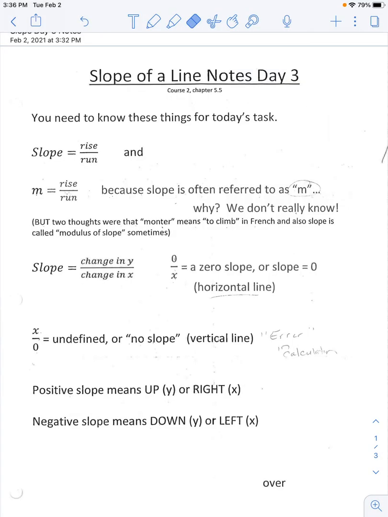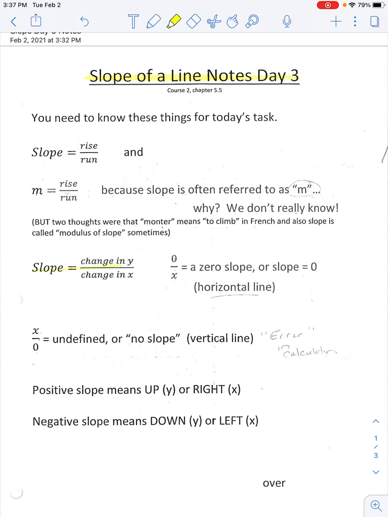Hello, period 4. Today we are going to start putting lines on a graph. We are going to start graphing slope. Before we do that, there are some notes that we need to talk about. So go ahead and pull these up and look at these as I go through them with you.